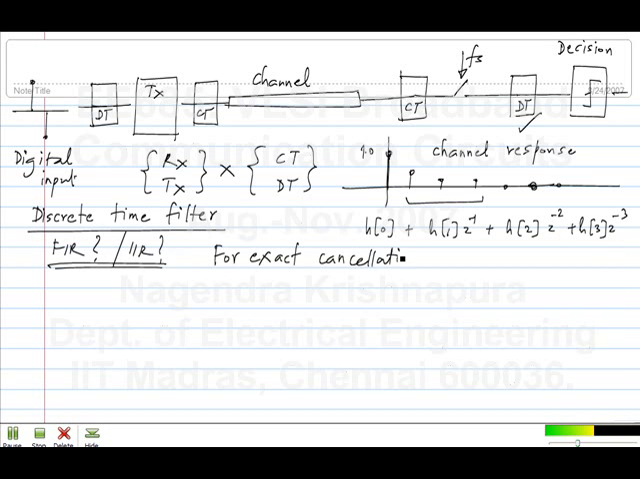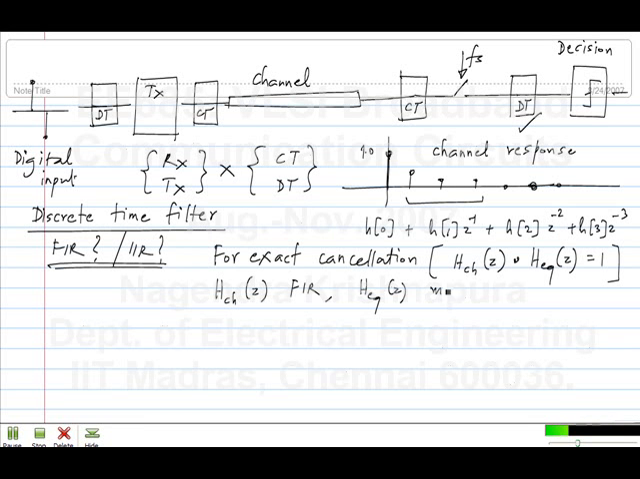For exact cancellation, this is the channel response. When I say channel response, here I am talking about the sampled response of the transmitter and the channel together. This times the equalizer response should be 1. So in that case, it will give you exact cancellation. If the channel response H_C is FIR, H_EQ must be IIR.